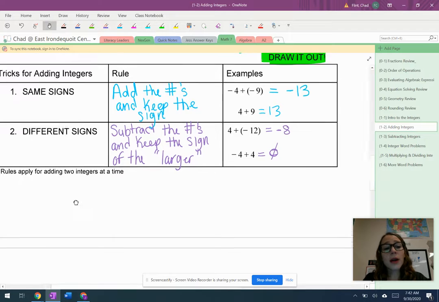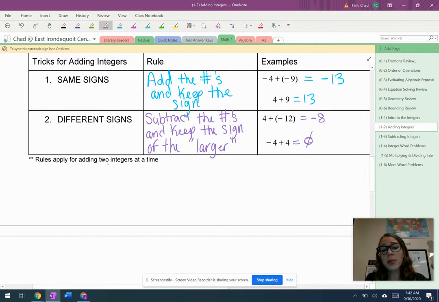One last little thing to talk about is to keep in mind that these rules apply for adding 2 integers at the same time. We really don't ever add 3 numbers at the same time. You always add 2 first and then add the third one after. So we're working 2 numbers at a time.